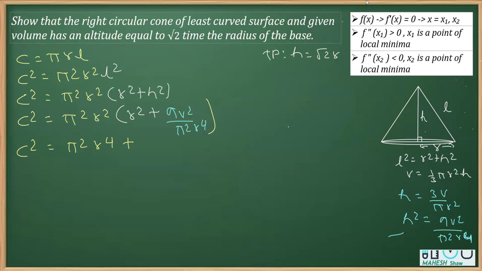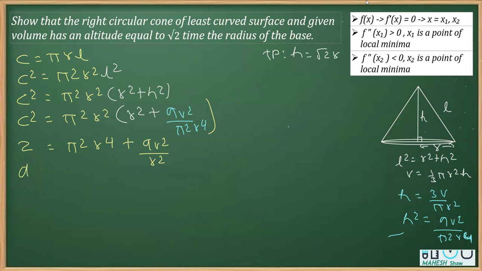So what we'll get here is 9 times V square over pi square, as I said, pi square got cancelled, and one r square is left over here. Now we are replacing C square as Z, so you can just write a statement putting C square as Z. As C square minimizes, Z will also minimize.